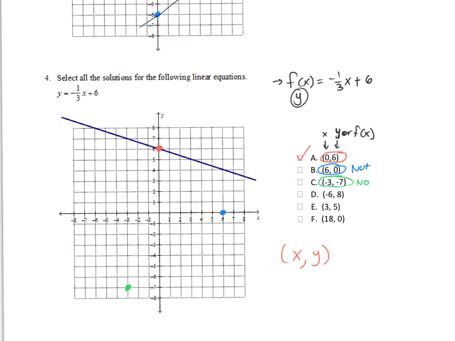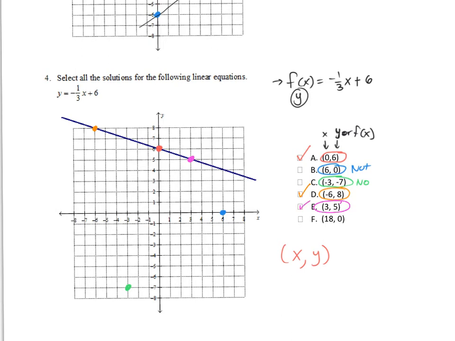Gonna switch my pencil color. We're gonna do D in orange so you can see (-6, 8). So I'm gonna go -6 and +8. It's on the graph right there. The x value is -6, the y value is +8, and that is a solution. Yep. Take a look at the next one. Let's do a purple. So 3 and 5. So right there, is it a solution? Yes, it is a solution.